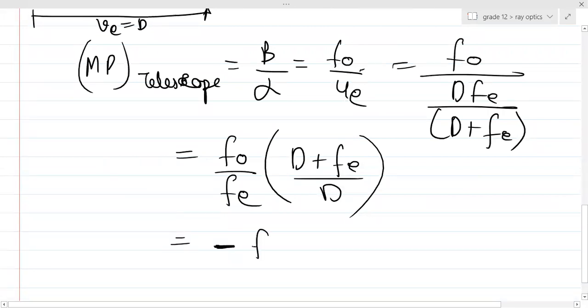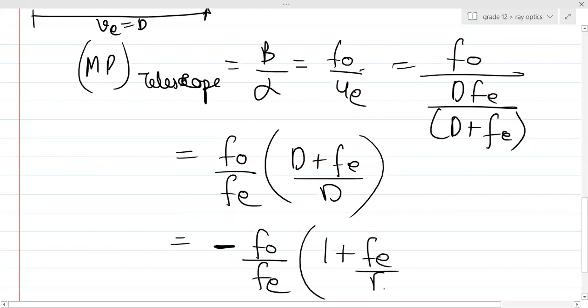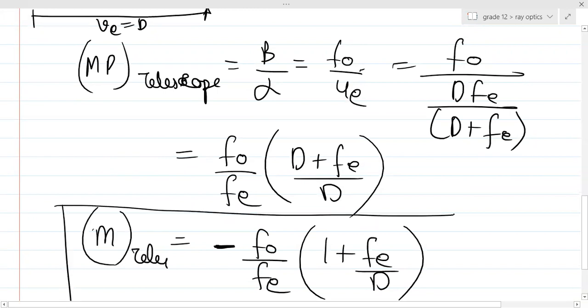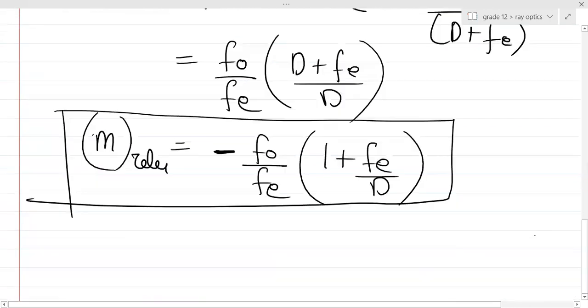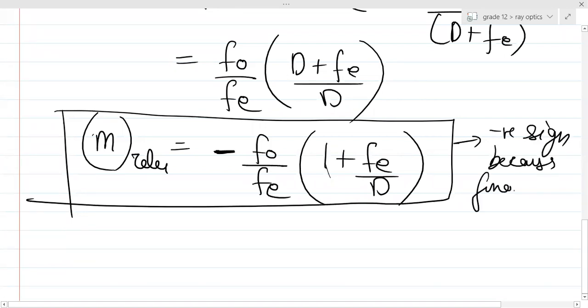And we are adding a minus sign because the final image is inverted, that is how we get it. So the magnifying power of the telescope beta by alpha can be written like this as well. Is it clear, guys? So can you see many formulas? Beta by alpha, FO by UE, and for UE we also replaced the negative sign because the final image is inverted. Is it clear? So this is for case 1.